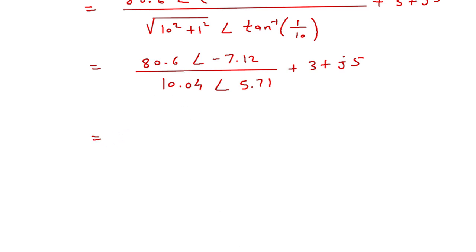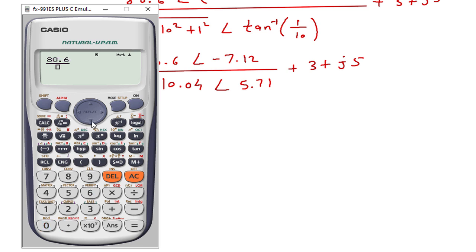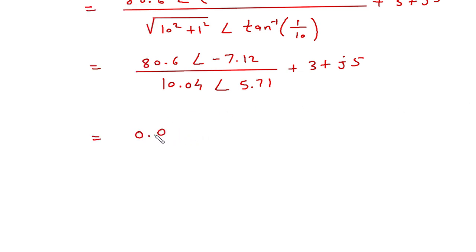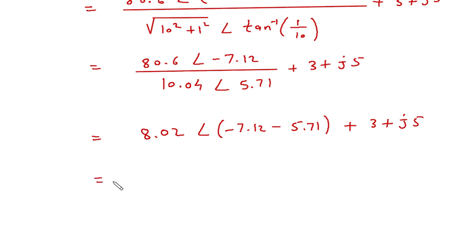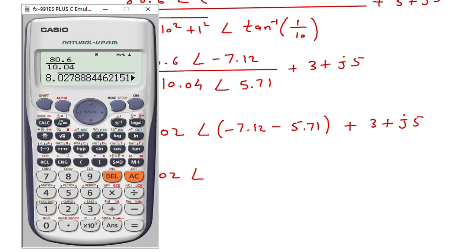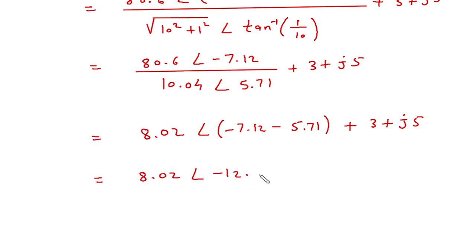Now we will solve this. 80.6 divided by 10.04 is 8.02, at an angle of, now this will be minus 7.12 minus 5.71. So it is minus 12.83 degrees. Then plus 3 plus j5.